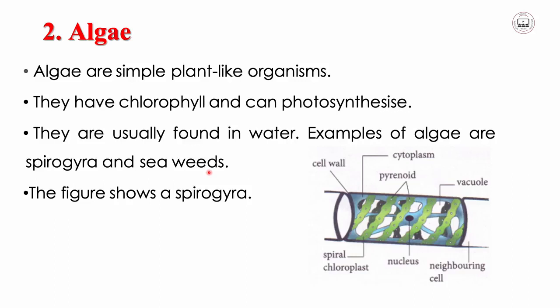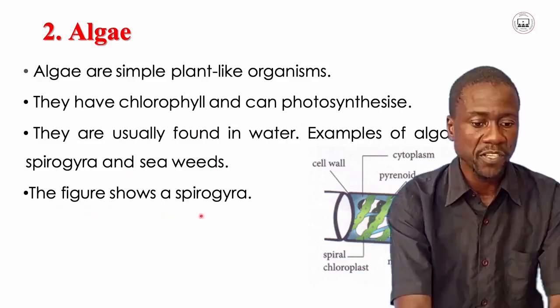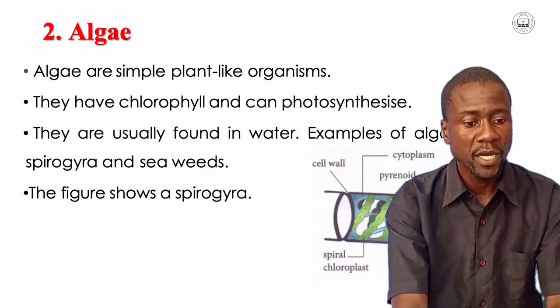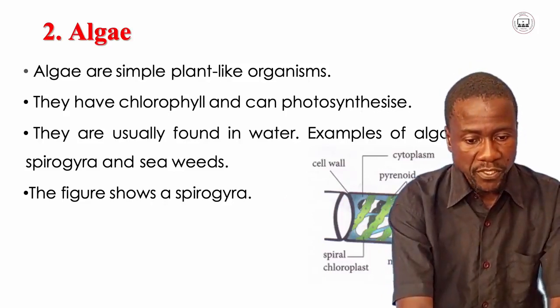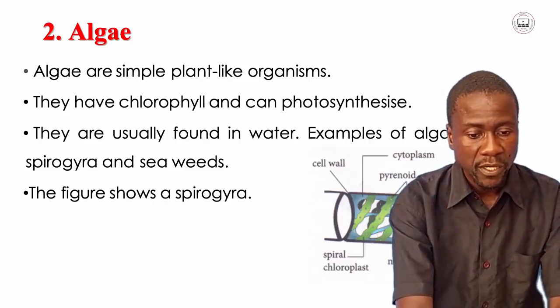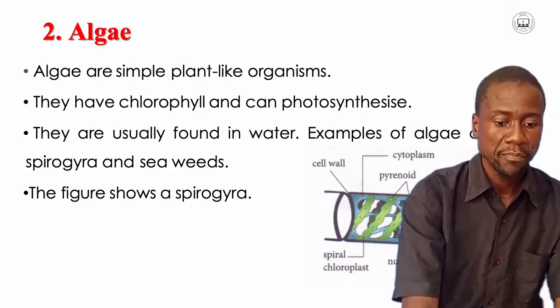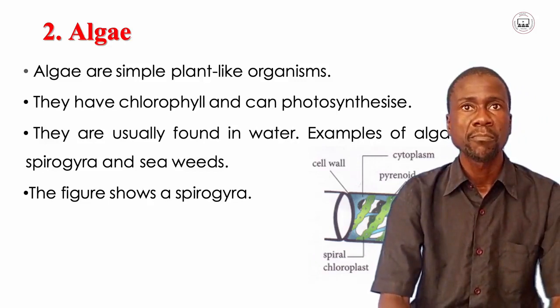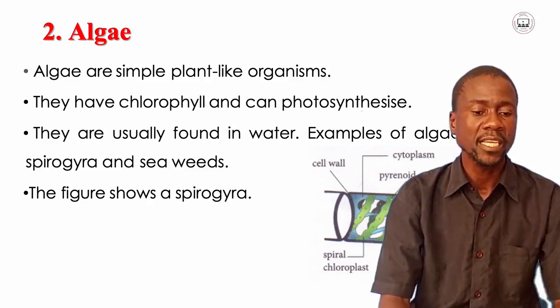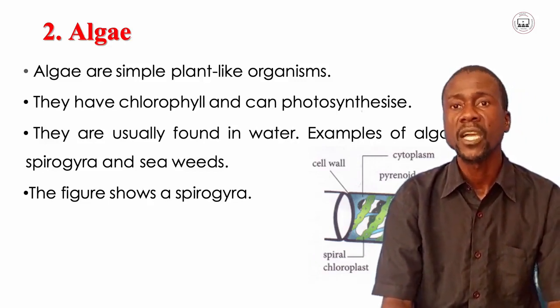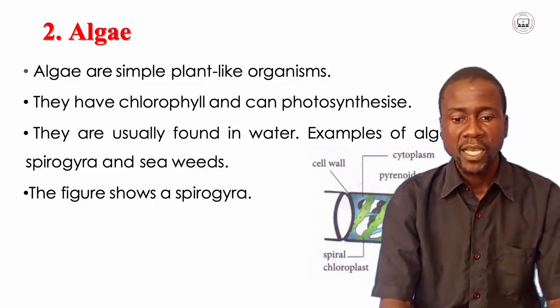Like what we're discussing about the alga here, it is a plant that survives in water. So examples are the spirogyra and the seaweeds. The figure shows the spirogyra, which is an example of the alga. These could be the parts of the spirogyra as an example of the alga. In common, this is another type of plant organism which does not produce flowers.